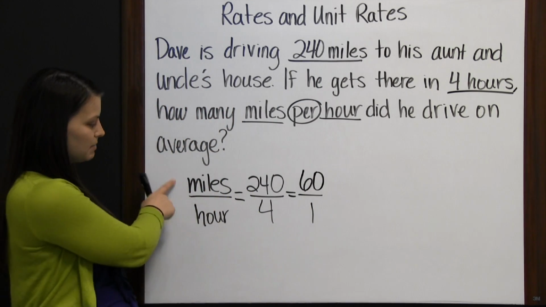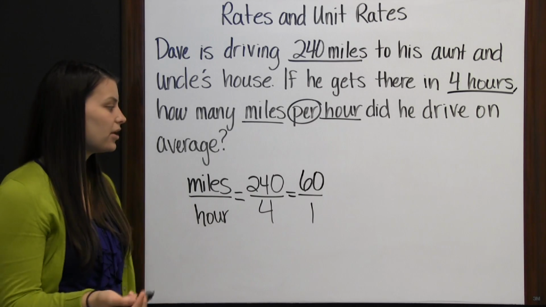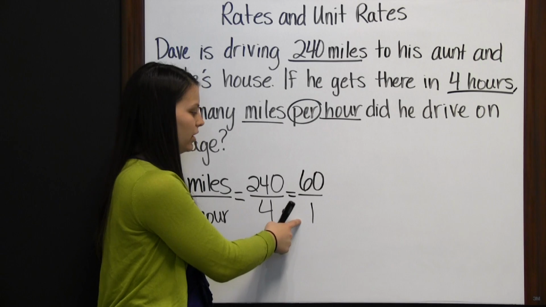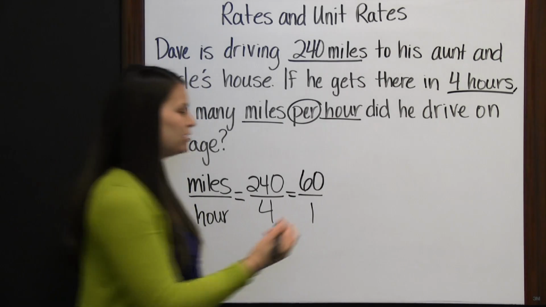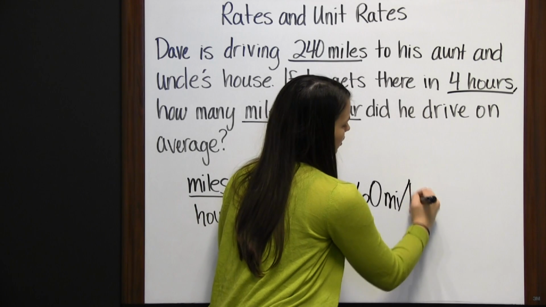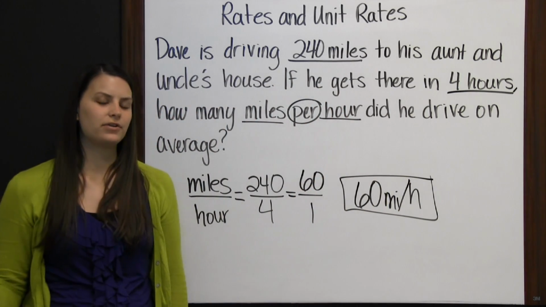So again, this is miles per hour. So what this unit rate tells us is that on average he was going 60 miles for every 1 hour. So your answer could be written as 60 miles per hour is how fast Dave was going on average.